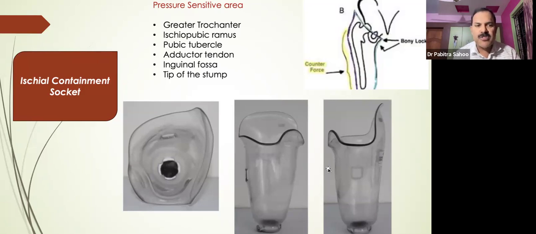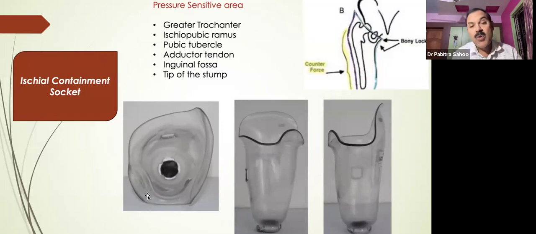If you see the previous socket, the ischium is sitting over the posterior wall. But in the case of the ischial containment socket, the ischium is inside the socket, on the posterior wall. There is a transverse ridge over here, where the ischium will be locked in this seat. So this also prevents rotation of the socket around the stump.